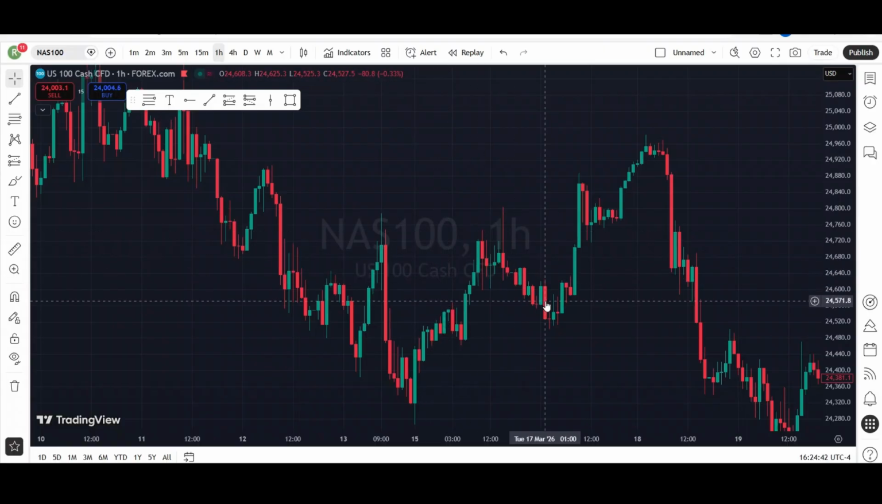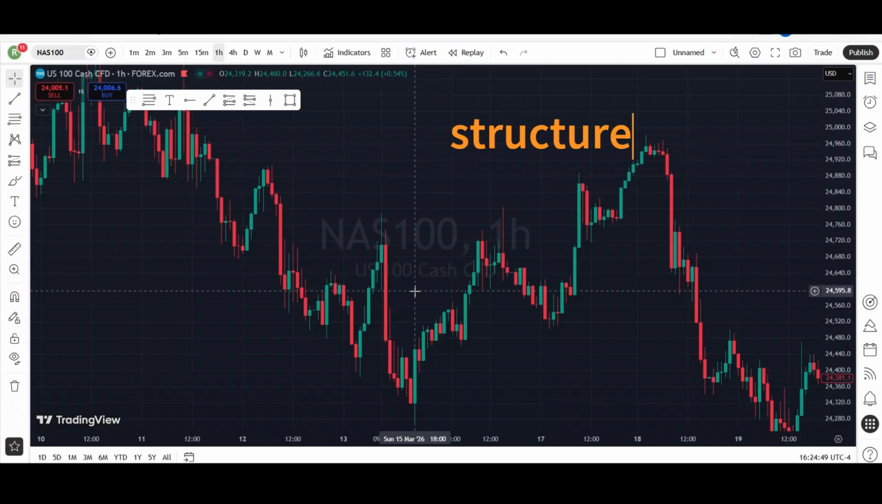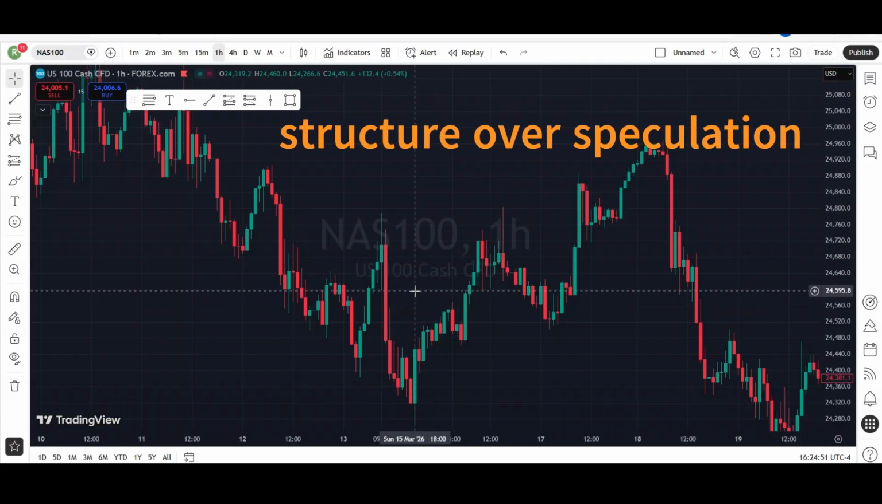Learn the markets. Learn this. It will help you in your trading. Remember, it's structure over speculation. Do not speculate. Structure first over speculation.